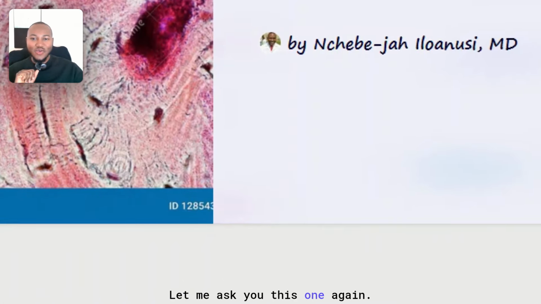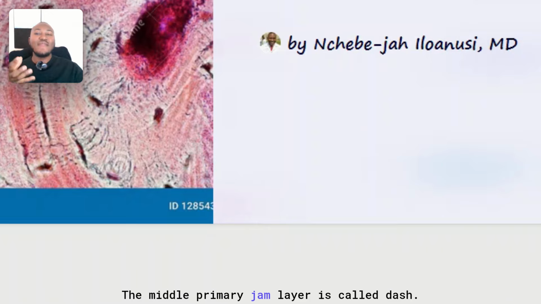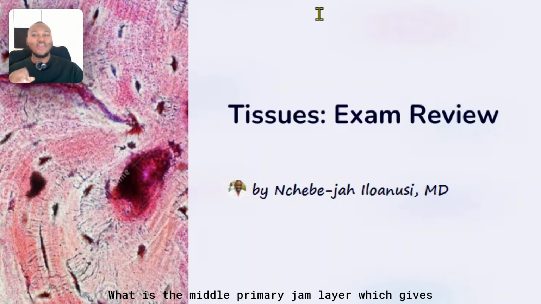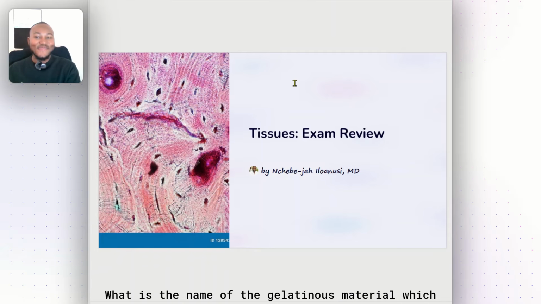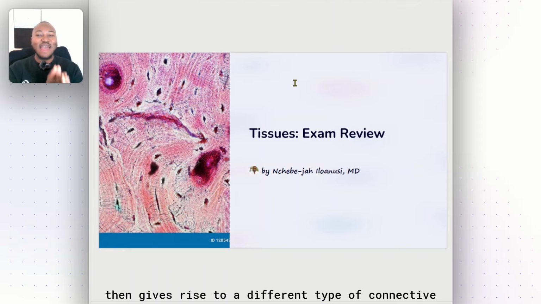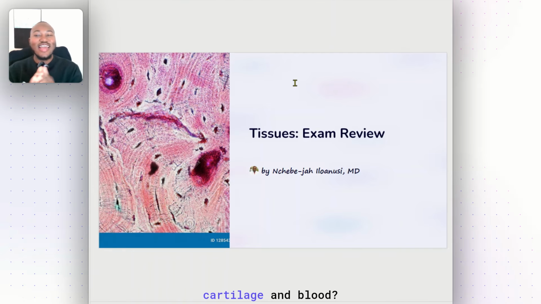Okay, hold on. Let me ask you this one again. The middle primary germ layer is called dash. What is the middle primary germ layer? It gives rise to a gelatinous material. What is the name of the gelatinous material? Which then gives rise to different types of connective tissue, such as bone, cartilage, and blood.